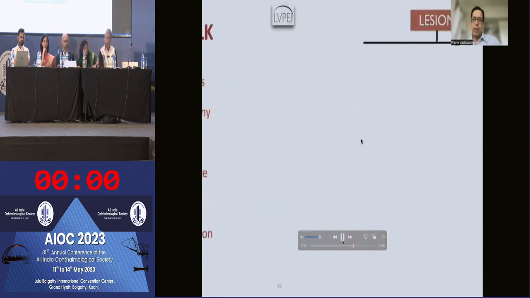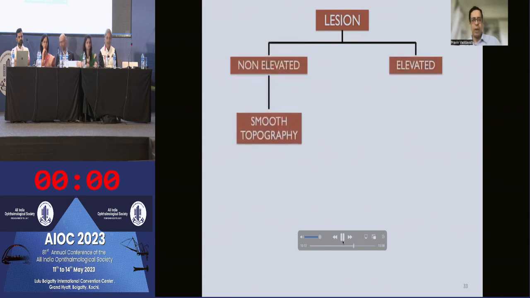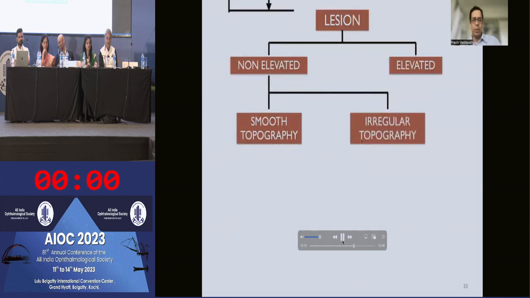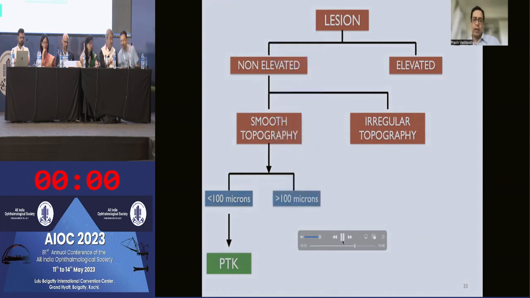But coming back to the original topic of our discussion of what you do when you have elevated lesions on the surface of the cornea. We saw that when you have non-elevated lesions with a smooth topography, you have to evaluate if the lesion is less than 100 microns deep after the epithelium, then you will do PTK. If it is greater than 100 microns, then the preferred surgery will be a FALK or even a microkeratome-assisted ALK. This is only if you have smooth topography.